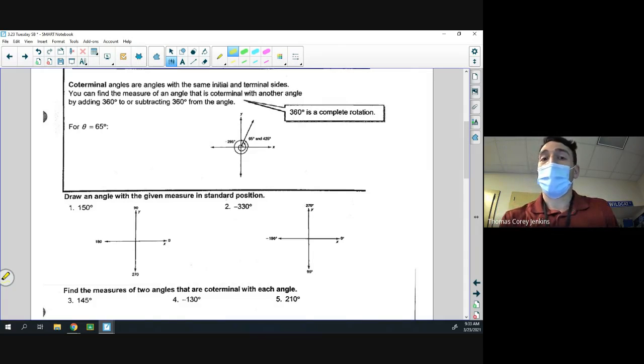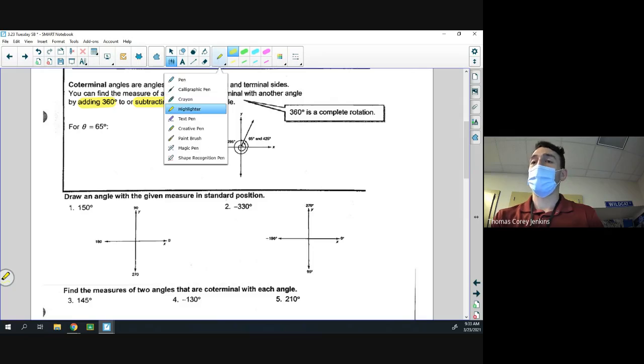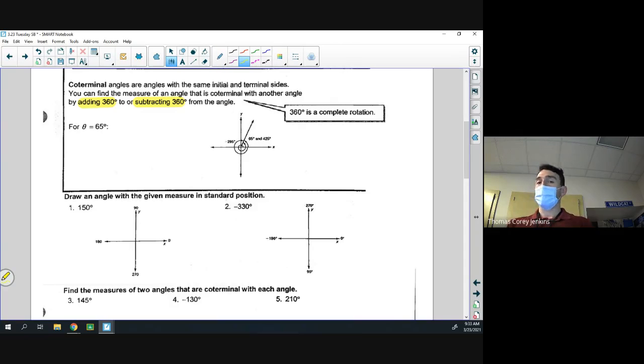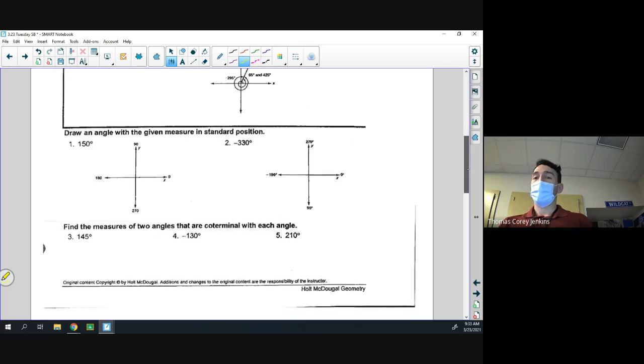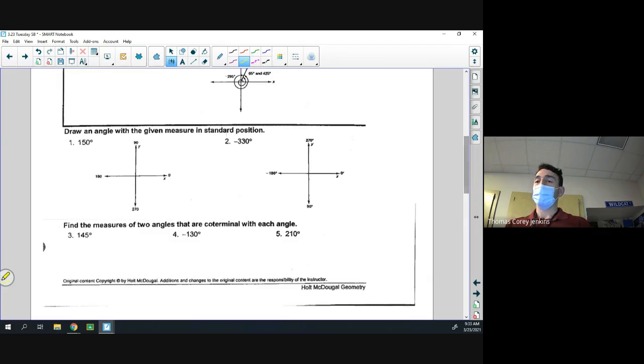Well, it says this is how you find the coterminal: you either add 360 or you subtract 360. So they give an example along with a visual representation for 65. But let's go ahead and find a couple ourselves.